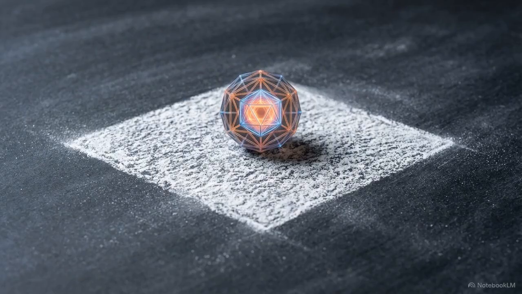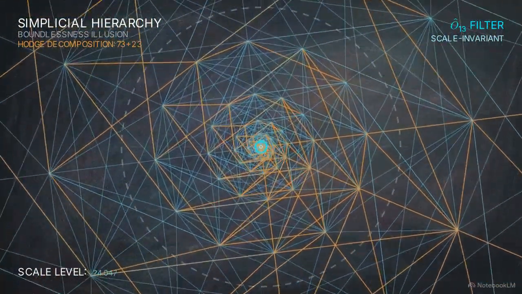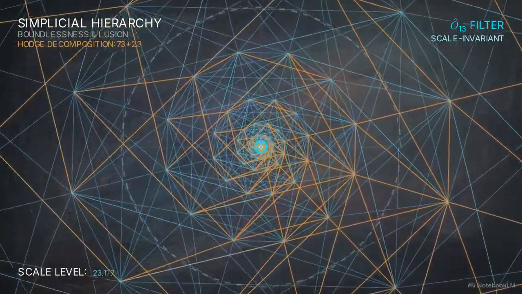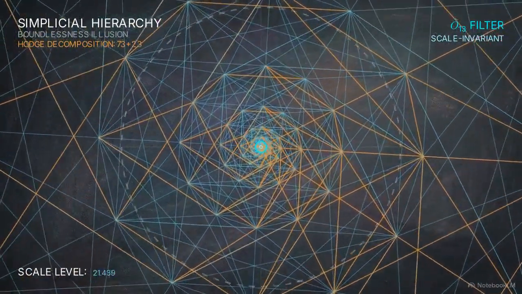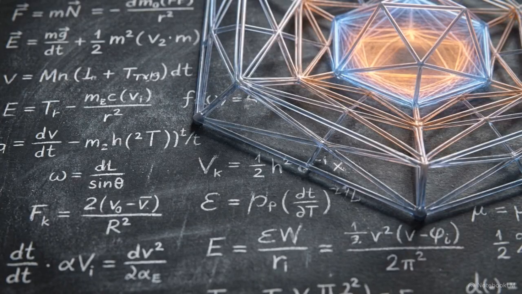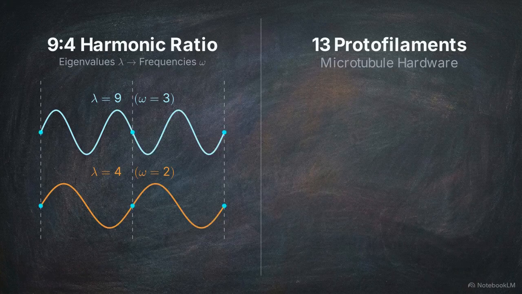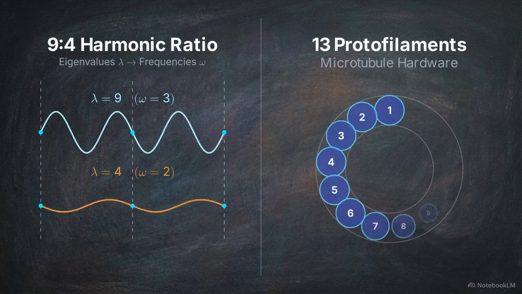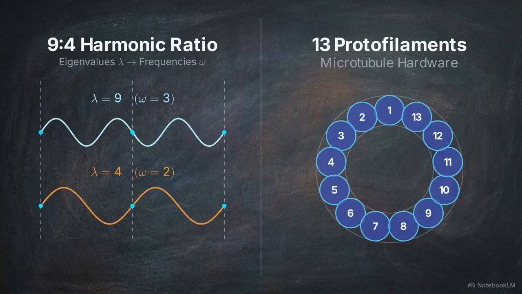The second phenomenon is the boundlessness illusion. The Hodge decomposition governing the lattice is scale invariant. Because the mathematical relationships hold regardless of size, the observer cannot perceive the structural limits or boundaries of the vacuum. The Simplicial Consciousness Theory introduces 0 free parameters beyond standard lattice physics, yet it strictly predicts the 9:4 acoustic frequency ratio of neural processing and the explicit biological necessity of the 13 protofilament microtubule.